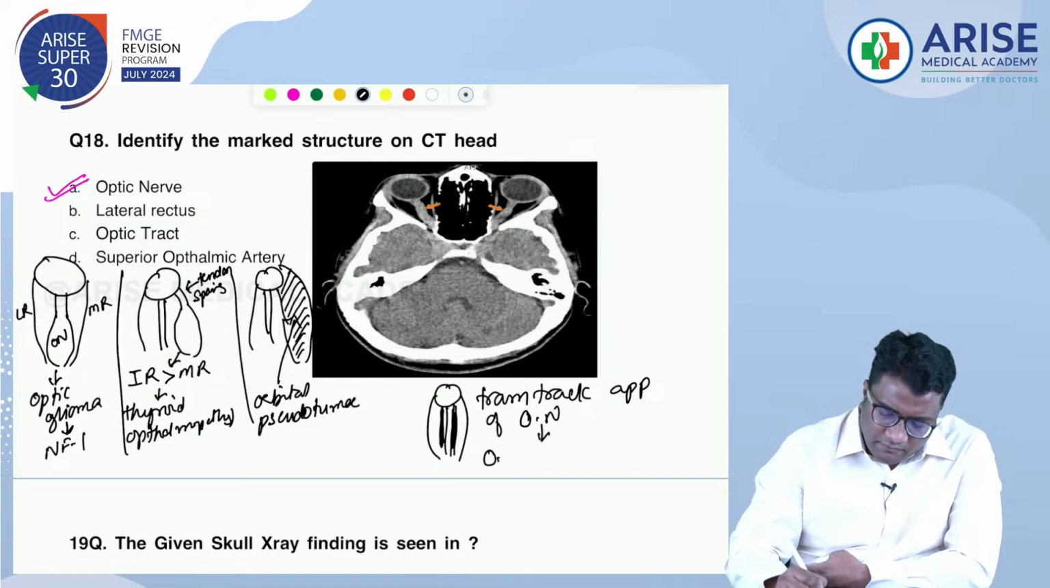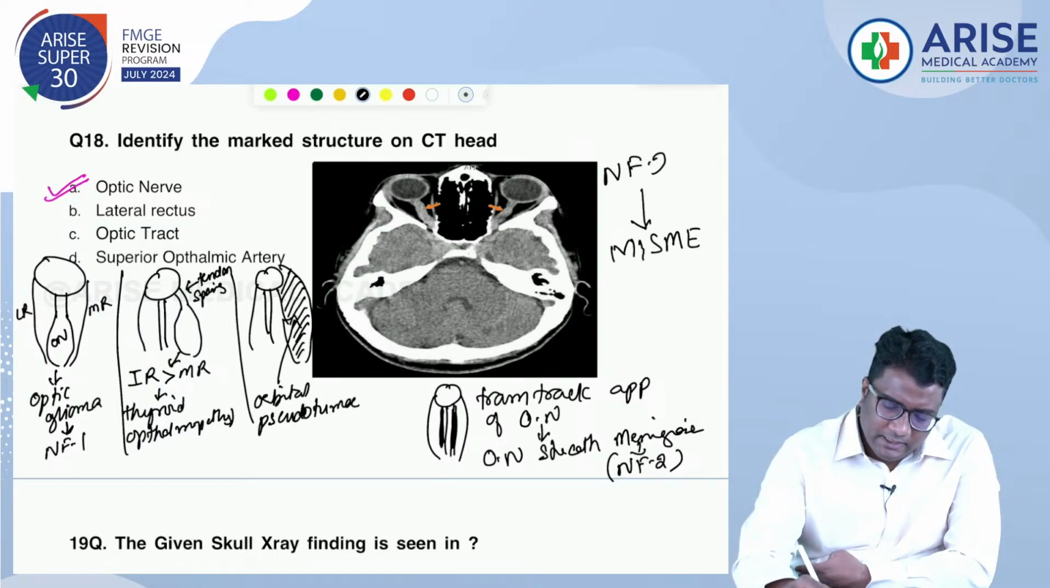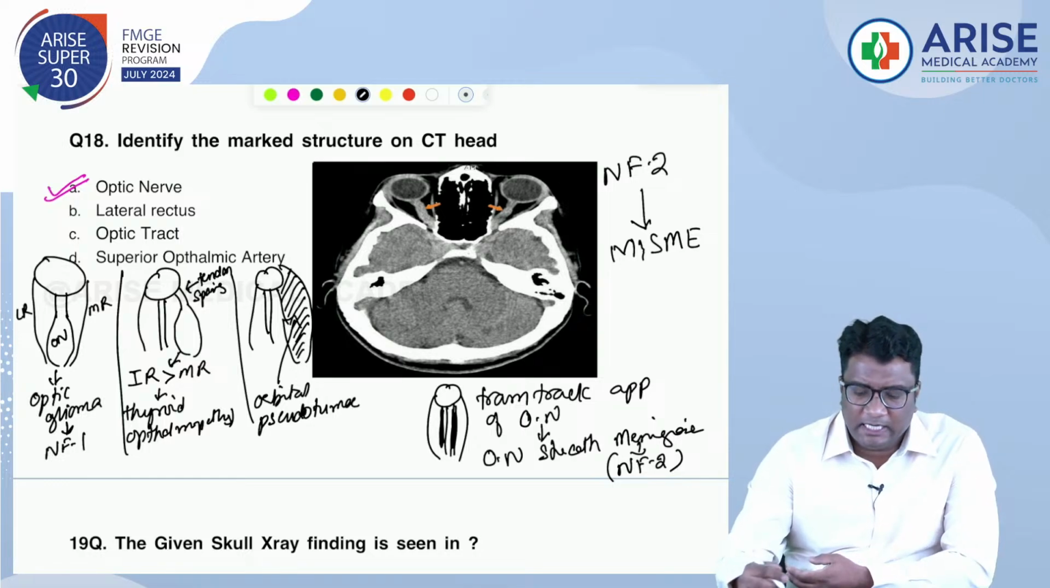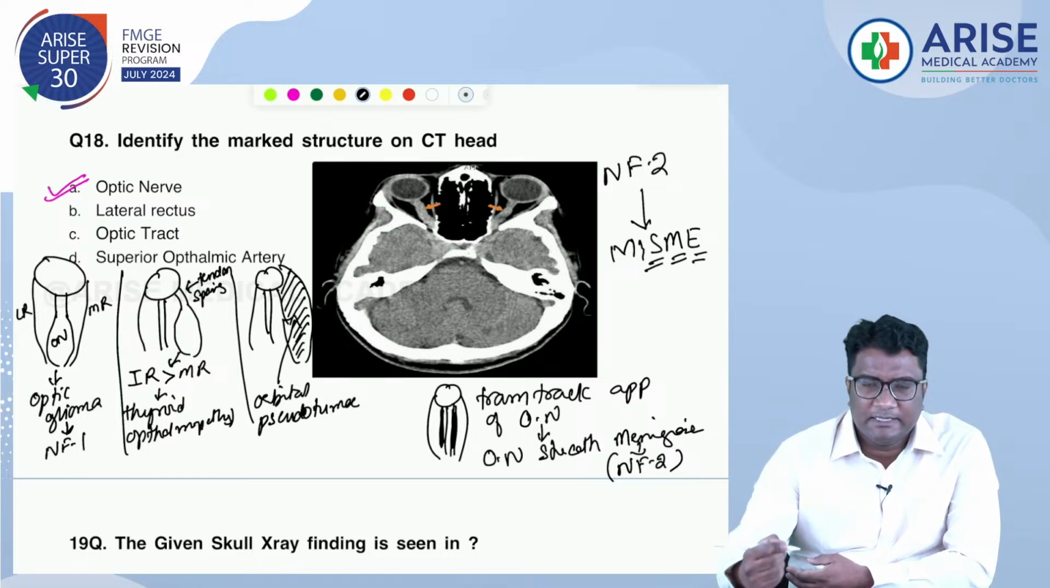And if you see a tram track appearance around the optic nerve, this is suggestive of optic nerve sheath meningioma. And meningiomas are common with NF2. Remember, NF2 is MISME: multiple inherited schwannomas, meningiomas and ependymomas. Schwannoma, meningioma and ependymoma lesions are common with NF2.